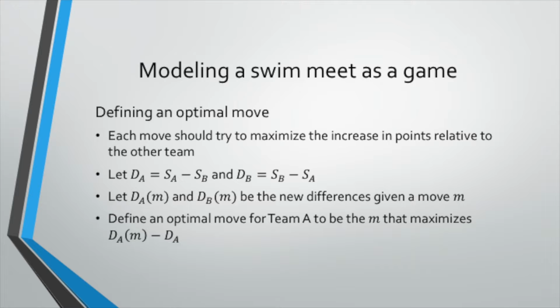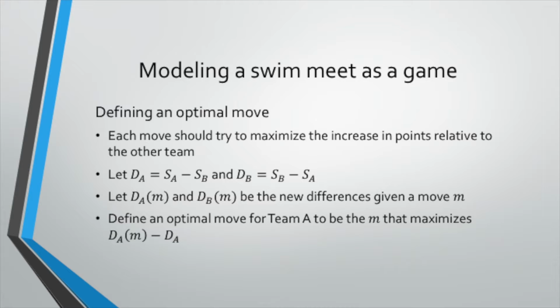Now that we know what a move is, we can start figuring out what an optimal move would be. First of all, each move should try to maximize the increase in points relative to the other team. We can let D sub A be equal to the difference of S sub A and S sub B, and then similarly D sub B be the difference between S sub B and S sub A. Now, when it comes time for a coach to make a move, these differences will be affected because the scores of the meet will be affected. So we can let D sub A of M and D sub B of M be the new differences given a move M for each team.